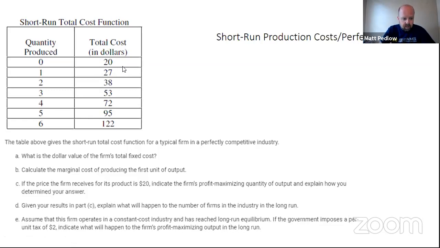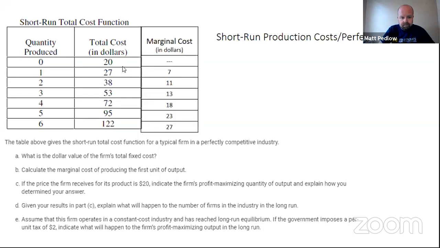C, if the price the firm receives for a product is $20, indicate the profit-maximizing quantity of output. Once again, make a marginal column. It makes your life so much easier. So they're going to sell the product for $20. The easy way I do this in my room when I teach is you sit there and say, if I could sell it for 20, it only cost an additional 7. Yes, yes, yes, yes, no.